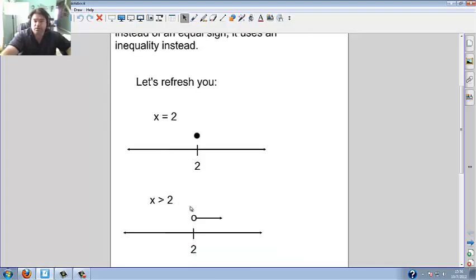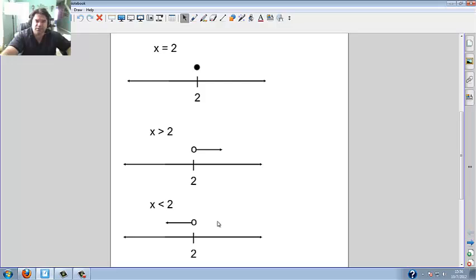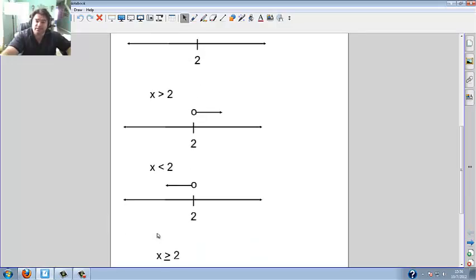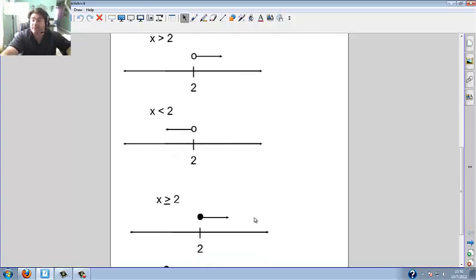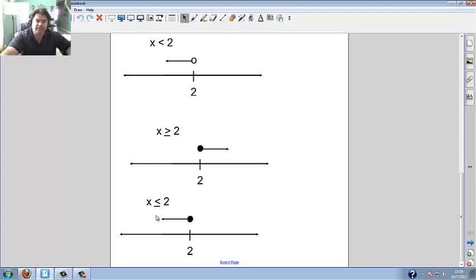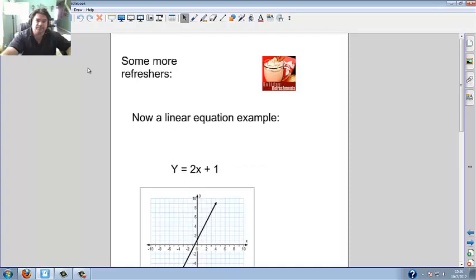X is greater than 2, well, okay. Open circle means not 2 itself, but anything greater than 2. X is less than 2, open circle still at 2, but less than, not 2, but anything less than 2. Greater or equal, dark circle, meaning 2 is included and anything greater. And finally, x is less than or equal to 2, dark circle, and less than, so 2 or less.